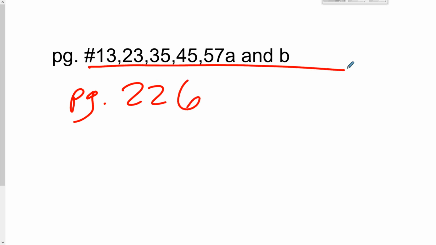Okay, so here are the problems that I wanted to work on. I like how I didn't even put a page number here, but it should be on the board. Here, let me find it for you. Okay, so it's on page, sorry about that, page 226. Those numbers right there.